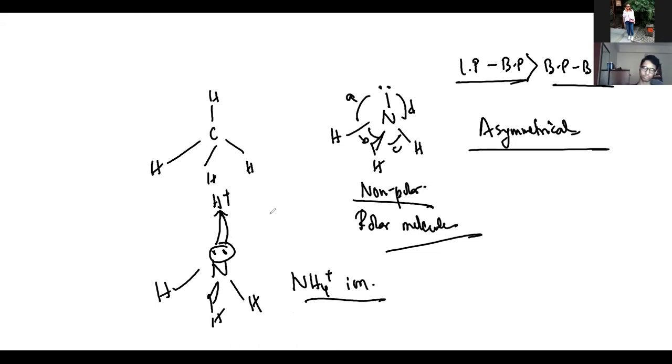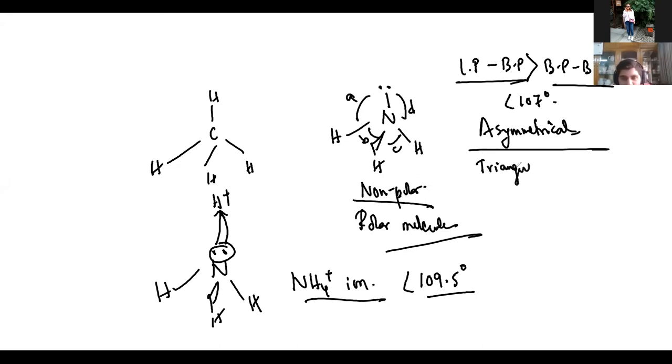No. So now they are all bond pairs. Bond pair. So this has a bond angle of 107 degrees. What is the bond angle of this? 109.5. It's a 109.5 degree. Now, what is the shape of this? Triangular pyramidal. What is the shape of this ammonium?